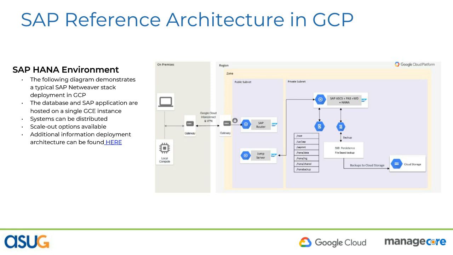Again, HA and DR are separate from this. This is just your standard deployment method, and it shows you all the different types of Google products that you would use when deploying it. So if you see here, you have persistent disk with all those mount points, and then you have persistent disk for a backup drive. You take backups to that persistent disk, and then you move it to Cloud Storage for long-term retention.